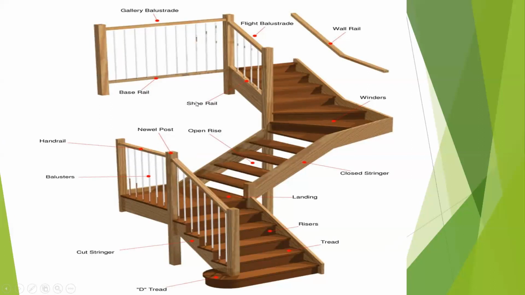Let me show you the very important ones. All of them are important, but the ones that are mostly used, this is the tread. That's the horizontal distance where you place your feet. That's the tread. So if you are measuring this tread, that is what is called going. Just like I told you, this is the riser. And if you are measuring this riser from this point to this point, that is the rise rather.